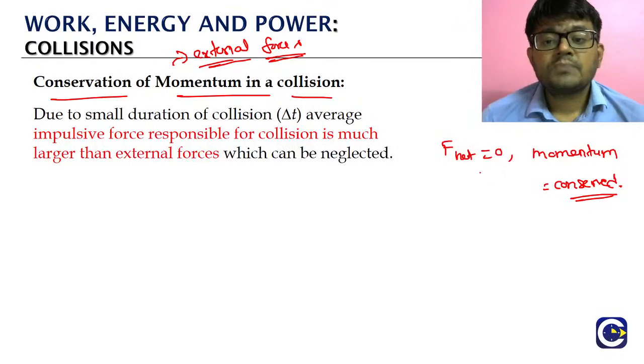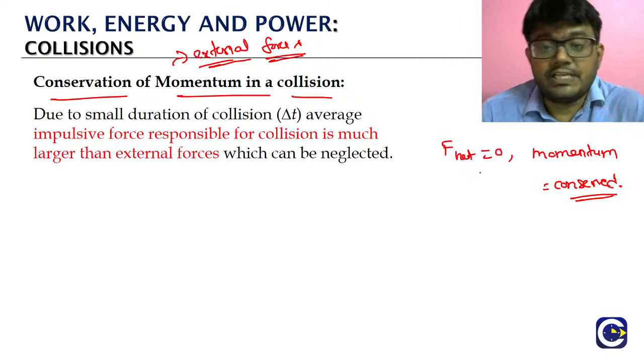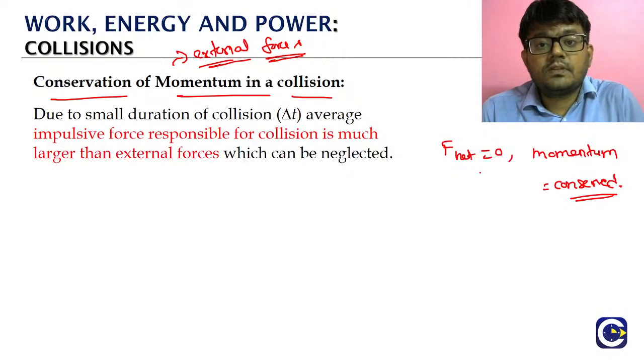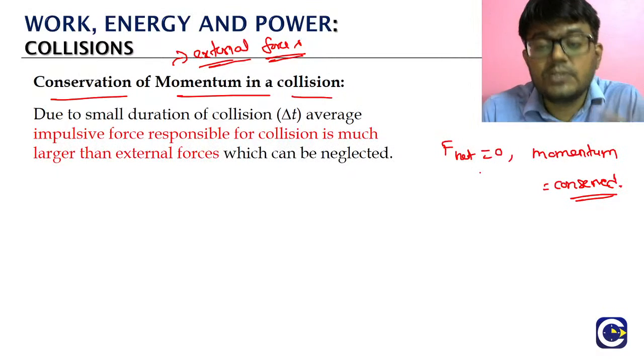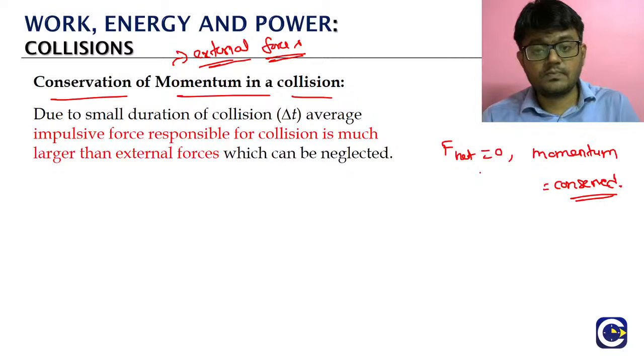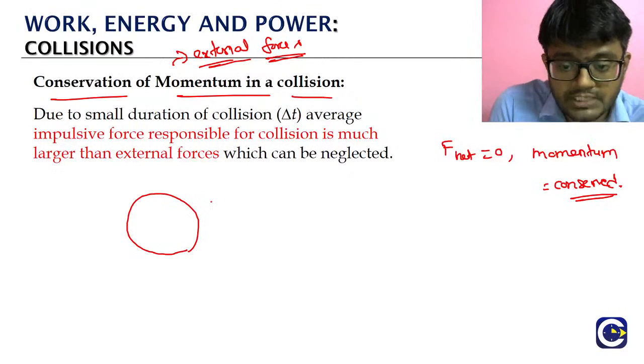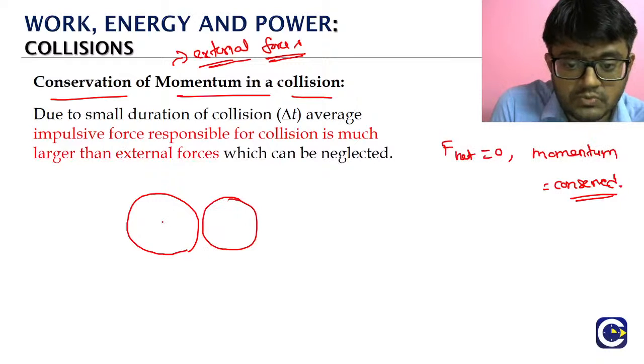Now let us see why, for every collision, the conservation of momentum principle is going to be satisfied. If you look at during the collision, because that is what we have to focus on now, we have object 1, object 2.